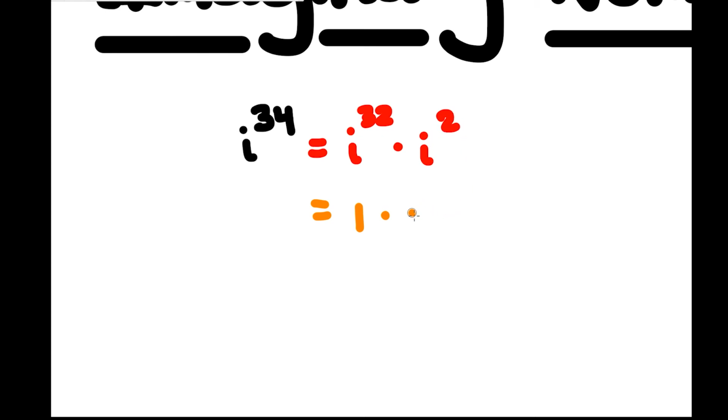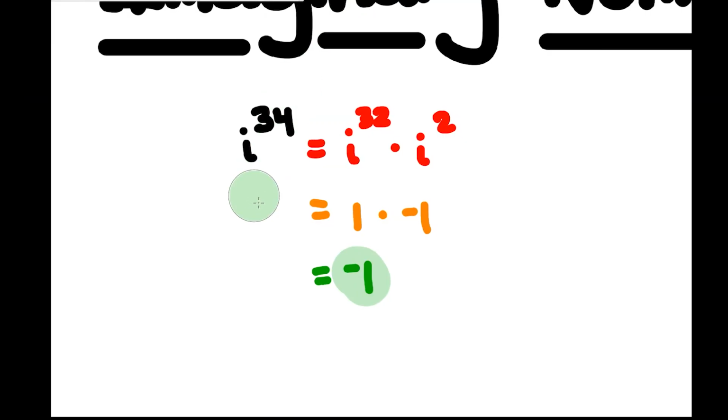The i squared is equal to -1, so you end up with 1 times -1, which is equal to -1. Okay. Now I'm going to check that on my calculator really quick just to make sure I did that right. And you get -1 minus basically 0 times i. So again, it should just be -1 minus 0i, which is -1. Cool, let's do the next one.